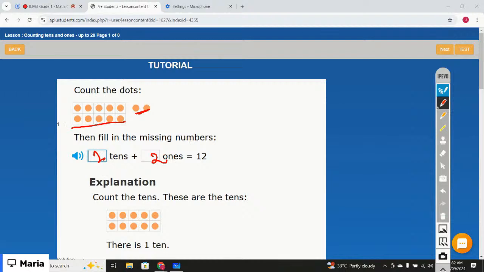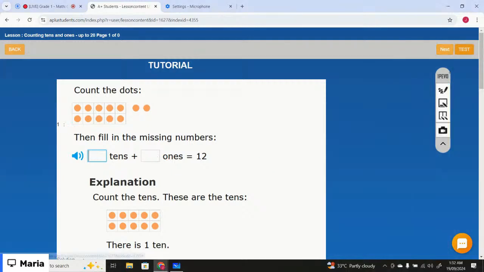Basically, here you are going to learn the concept of ones and tens, right? A complete frame has 10 dots, right? So you have 1 ten and 2 ones, and together they make 12. Got it? So the correct option is 12 dots, right? Let's just start with the test questions.